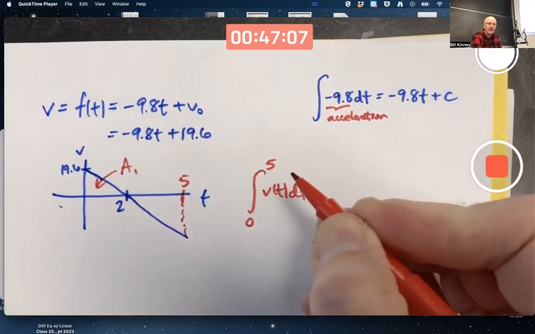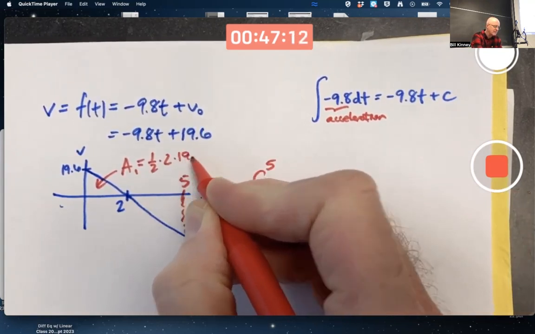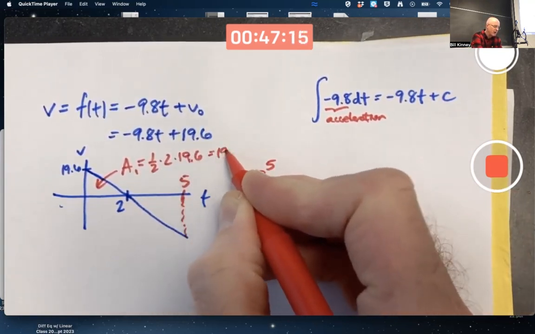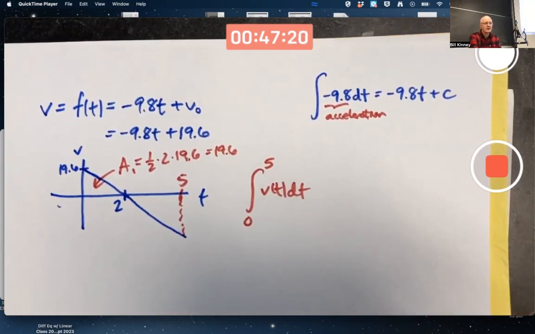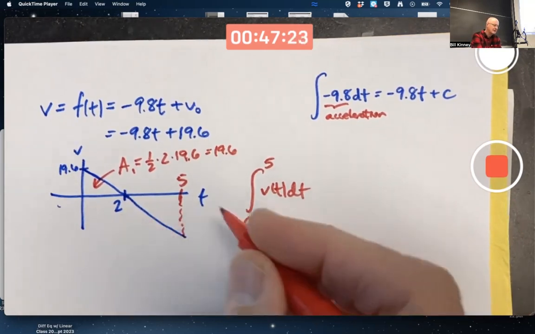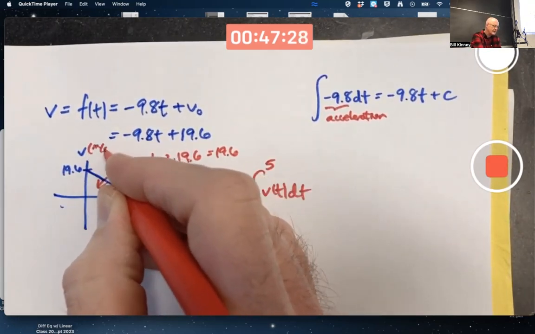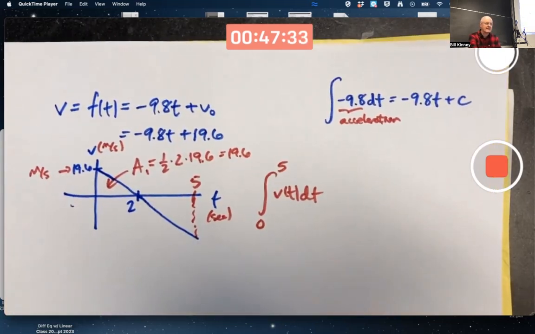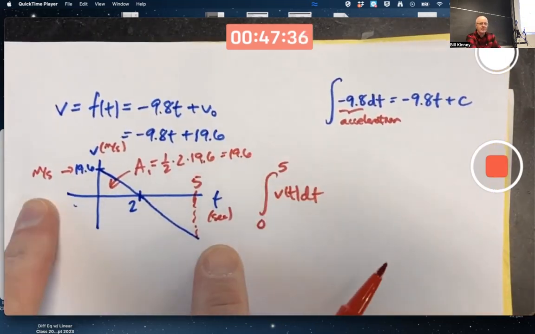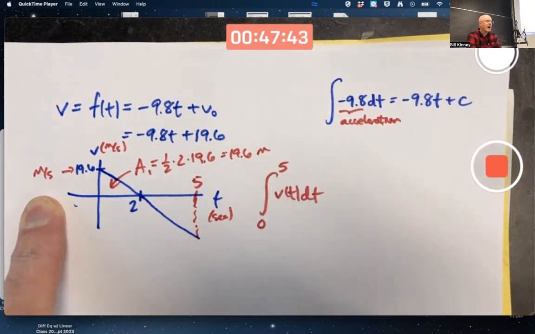What's A1, the area of that triangle? 1/2 base times height. Its area is 19.6. Should I think about units? You can. It might be helpful. Units of t are in seconds. Units of v are in meters per second. This 19.6 is in meters per second because that's a number on the vertical axis. This 19.6 has units that are the product of these units. Meters per second times seconds. This is in meters. Not square meters.